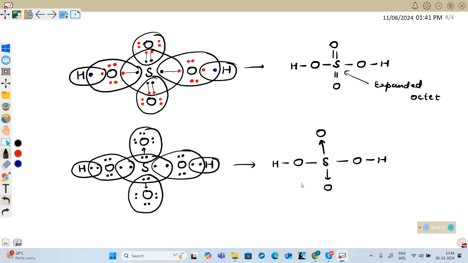In this, no expansion of octet. Hydrogen's duplet is complete and oxygen octet is complete. Even sulfur octet is complete in this.